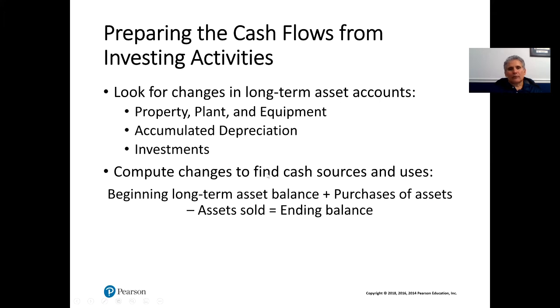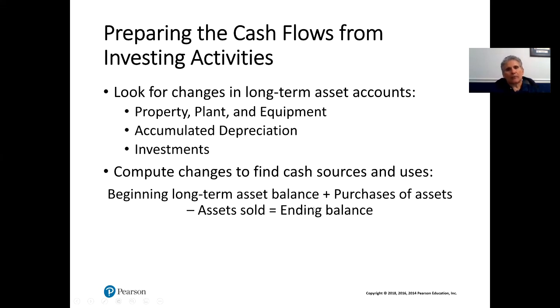Because if you recall in the previous section, it says we want to come up with the beginning long-term assets plus purchases minus the assets sold will give us the ending balance. Well, if you think about it, we know what the beginning long-term assets balance was. We just look at the comparative balance sheet. What we don't know is the purchases. We were told what the assets sold were, and we know what the ending balance is.